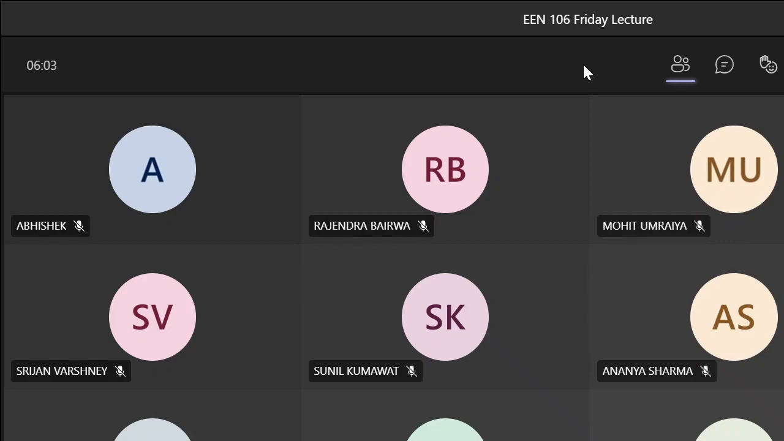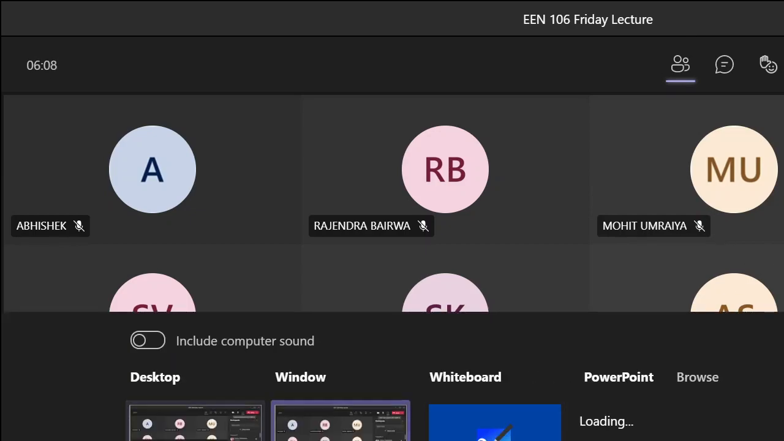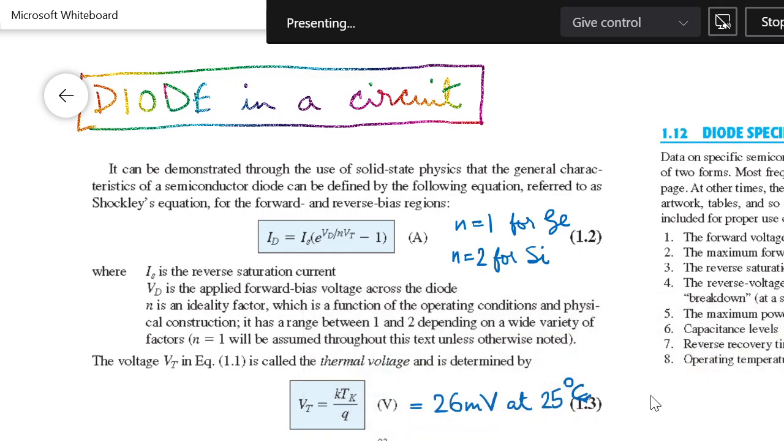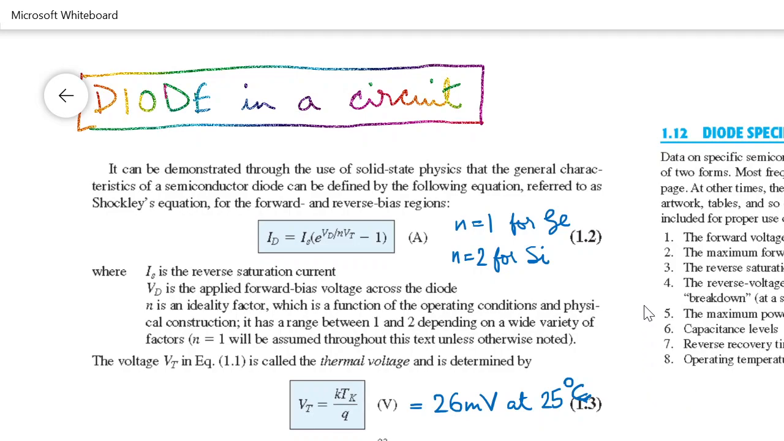Today we go ahead from here, and I will start sharing the screen. I hope you are able to see the whiteboard. First we discuss something called the diode equation. This is also called the Shockley equation.